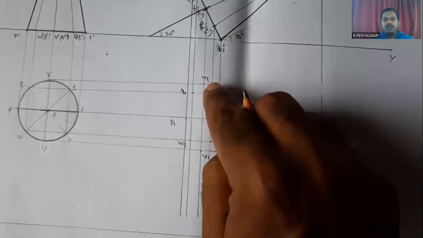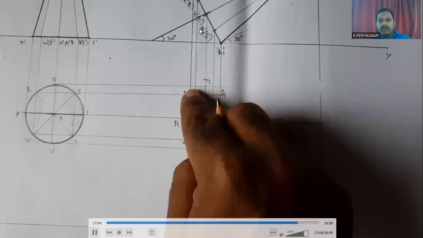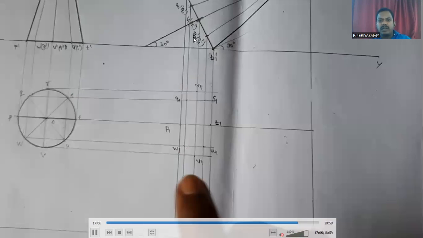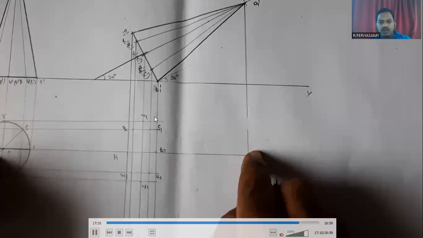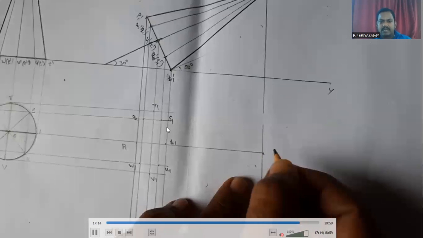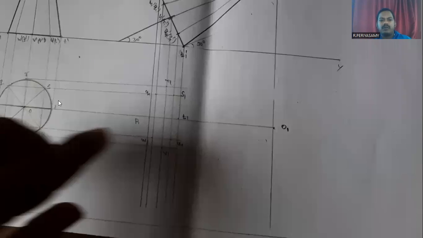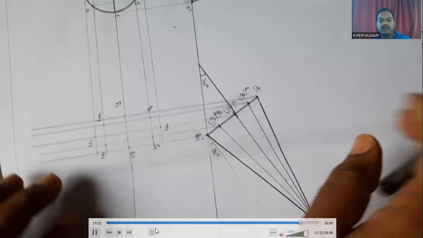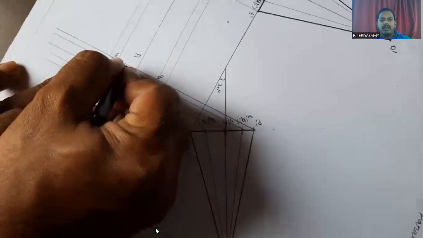The cone shape will be 30-degree inclined. In this shape, the cone is 30-degree inclined to the HP. So the cone inclination is in this position. The inner half circle is in hidden condition. Now we mark the apex point. Here the O point and here O1 dash. These two lines meet here. This point is O1 dash, O1.